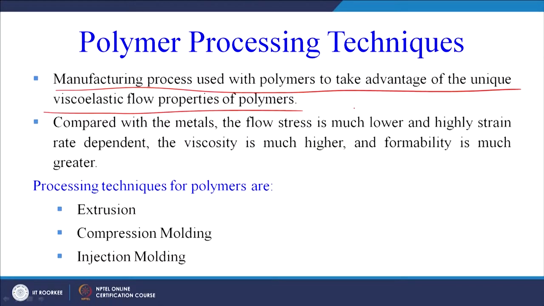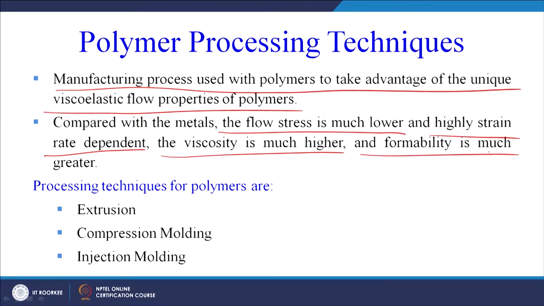Similarly, we have discussed polymer processing also. Polymer processing uses manufacturing processes that take advantage of the unique viscoelastic flow properties of polymers. Compared with metals, the flow stress is much lower, highly strain rate dependent, the viscosity is much higher and formability is much greater. Different techniques are used: extrusion, compression molding and injection molding.